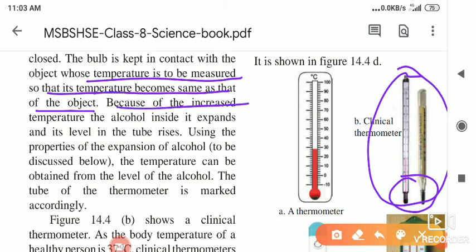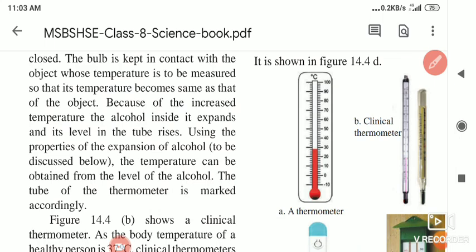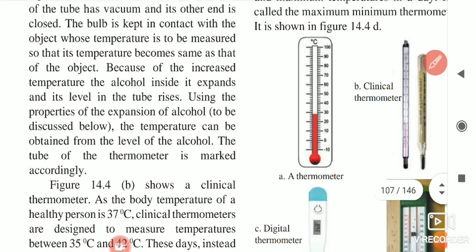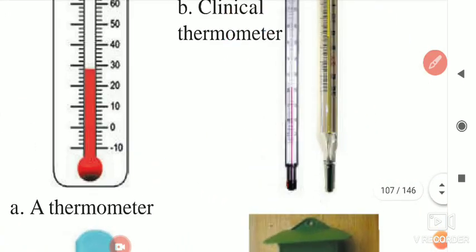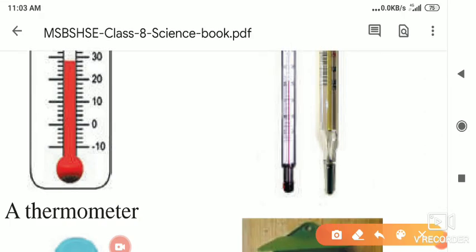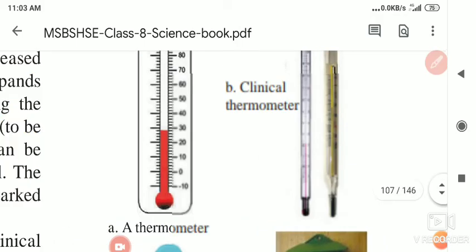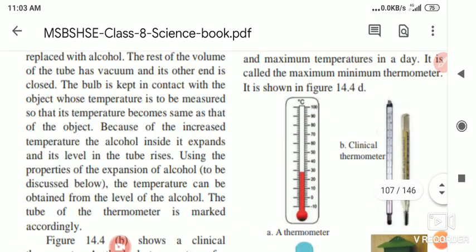Because of the increase in the temperature of alcohol inside, it expands and the level in the tube rises. In olden days mercury and nowadays alcohol is used, it shows the temperature. If you see, I will just zoom this figure, you will notice that the red line rises as our temperature increases, as per the temperature of the body.